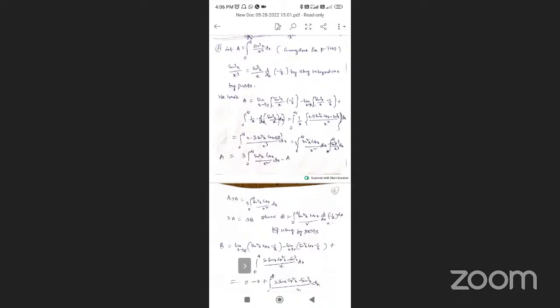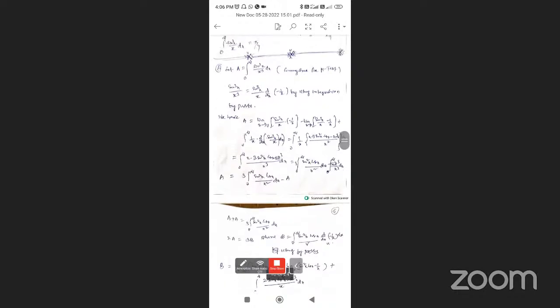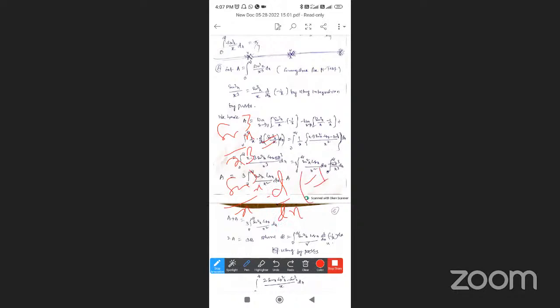What is part B? We have to show that the integral of sine cube x by x cube dx converges. We can use the formula. Sine cube x by x cube can be written as sine cube x into d by dx of minus 1 by x. Minus of minus is plus, so the derivative of minus 1 by x is 1 by x square.